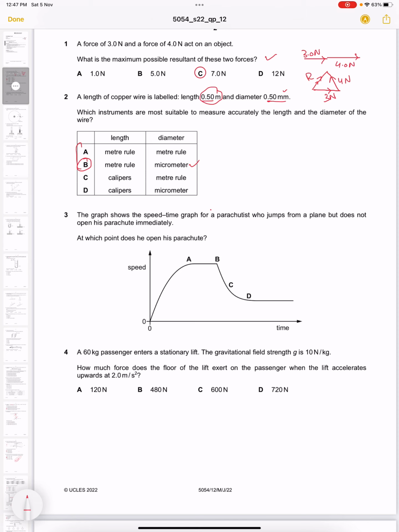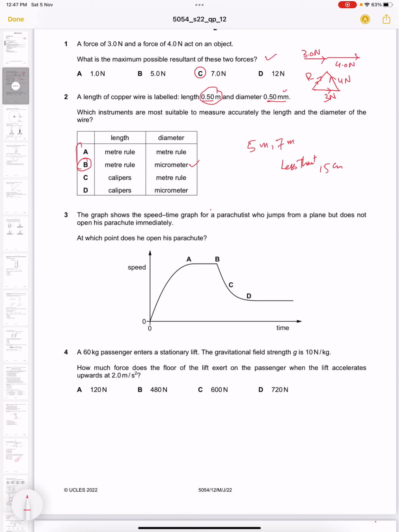Additionally, let me tell you that if the length is given in several meters, like 5 meter, 7 meter, and so on, in this type of situation we use a measuring tape to find the length. And if a length is less than or around 15 centimeter, then we use vernier calipers to find that length. Okay, next question.